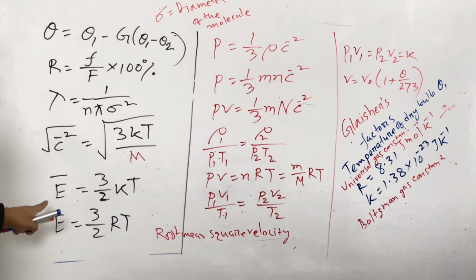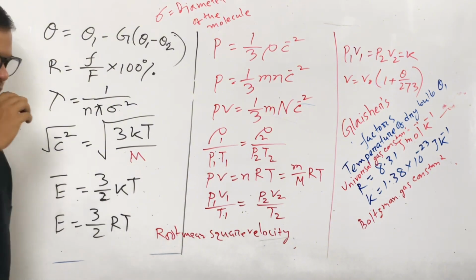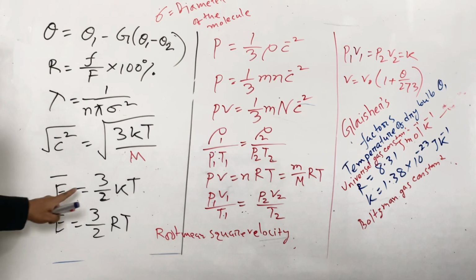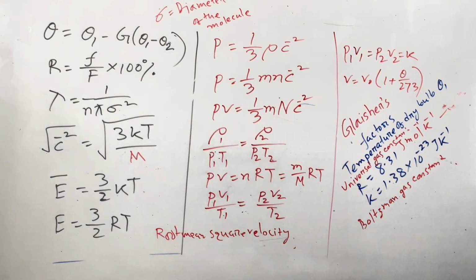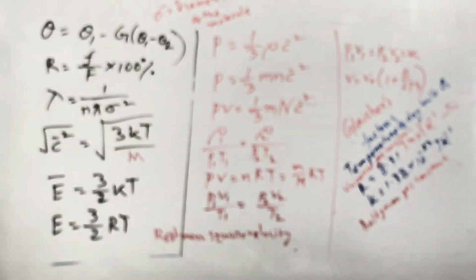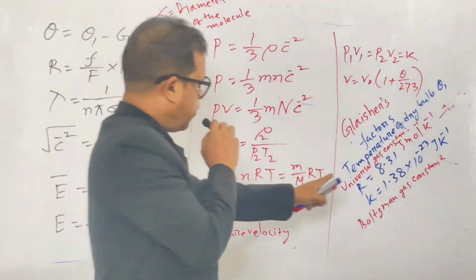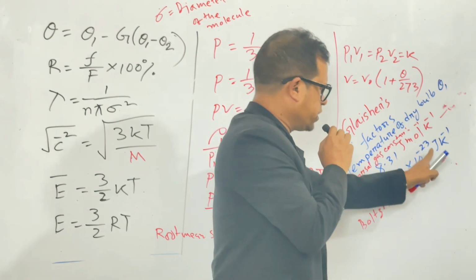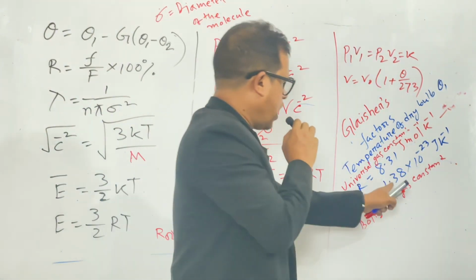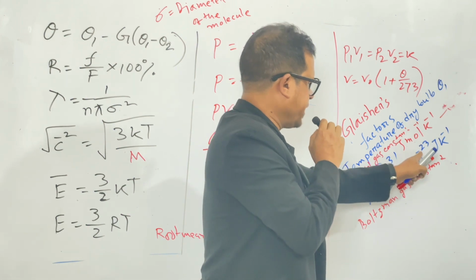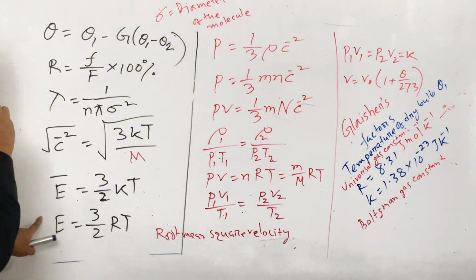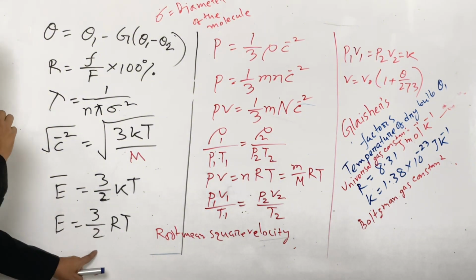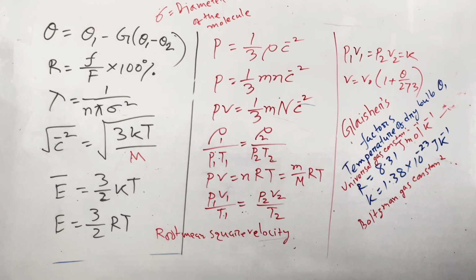Here the average energy is 3 over 2 kT. If the question asks about average energy, we use the kT formula. Here k is the Boltzmann constant, which has the value 1.38 times 10 to the minus 23 joule per Kelvin. Another formula is E equals 3 over 2 RT. If a question asks about the energy, then you apply this formula.